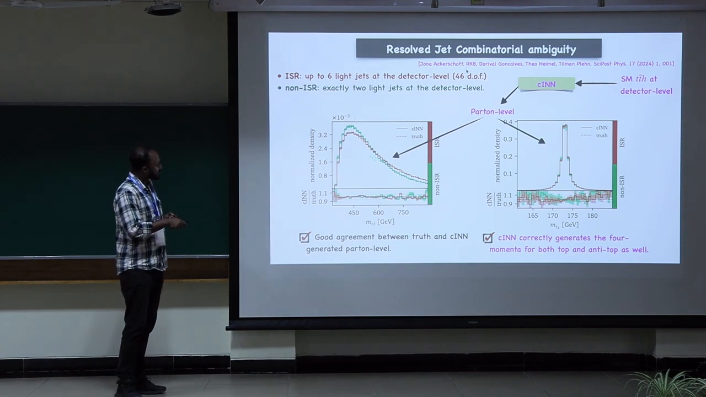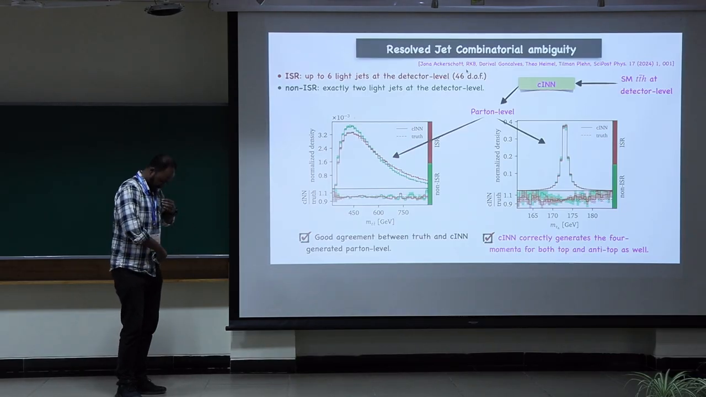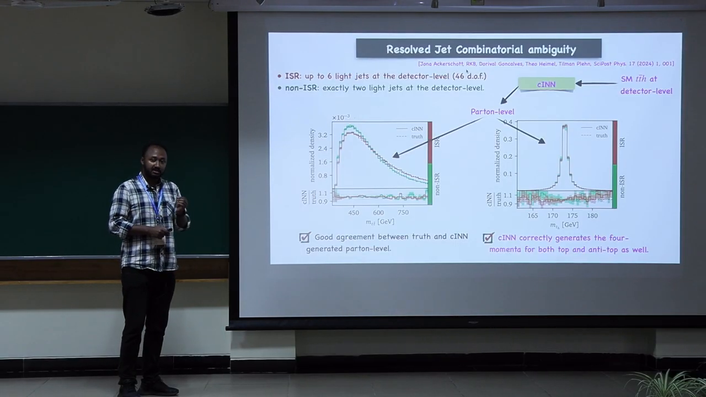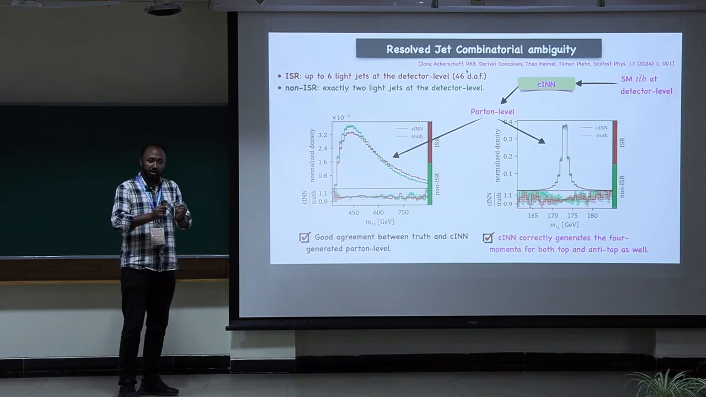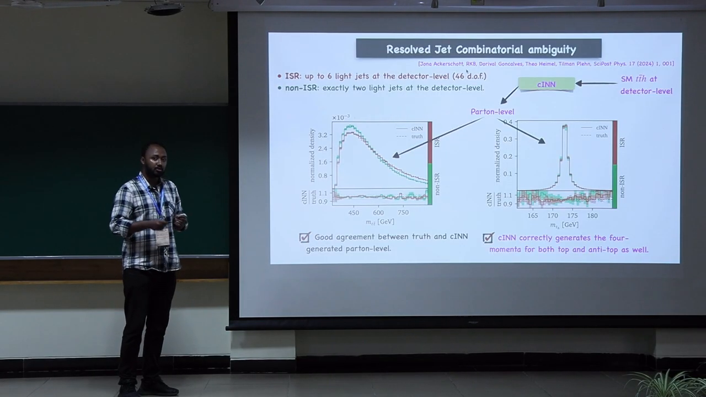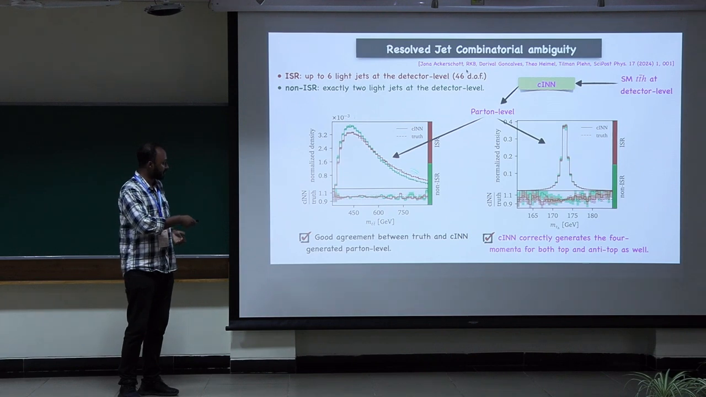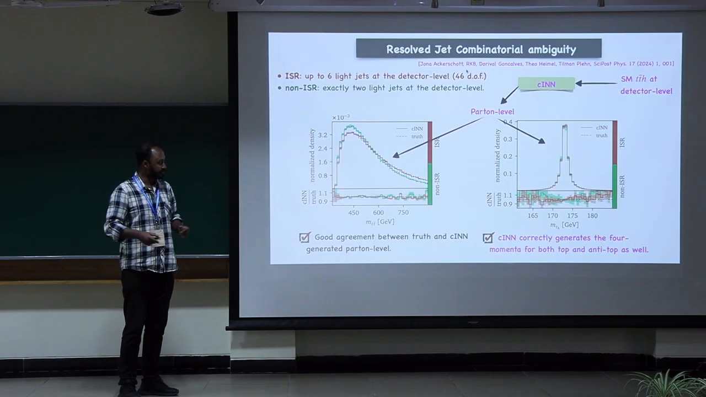So here, the dashed distribution corresponds to the true parton level distribution, or the simulated parton level distribution, while the solid lines correspond to the distributions that are generated by the network. The distributions in red correspond to the data set where we have included up to 6 light jets at the detector level, and the distributions in green are those which have exactly 2 light jets at the detector level. So it's relatively easier for the network to figure the green data set out. But in both cases, we do see that over the bulk of the phase space, there is a good match between the two. Both of them roughly match within 10 to 15% over the entire kinematic region.